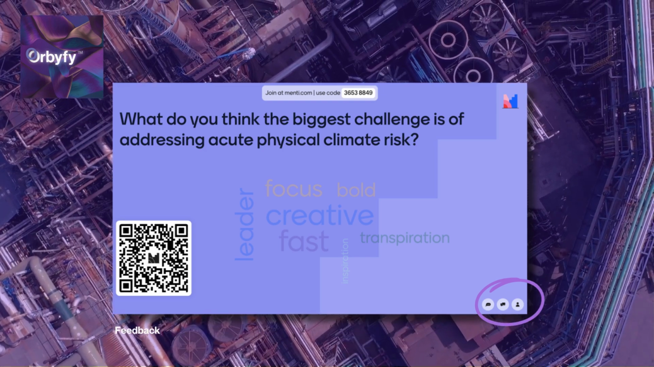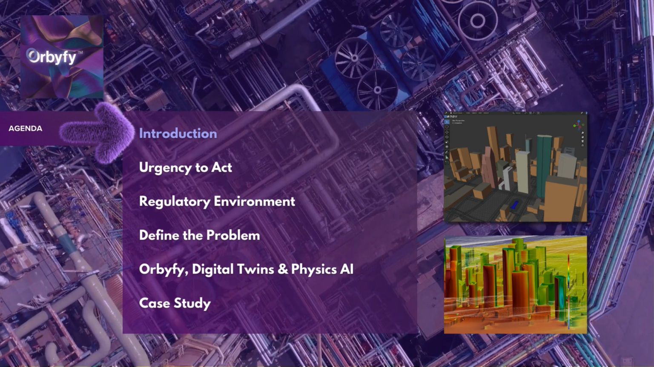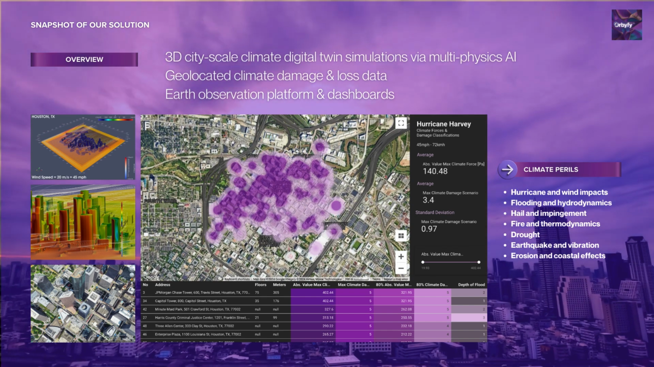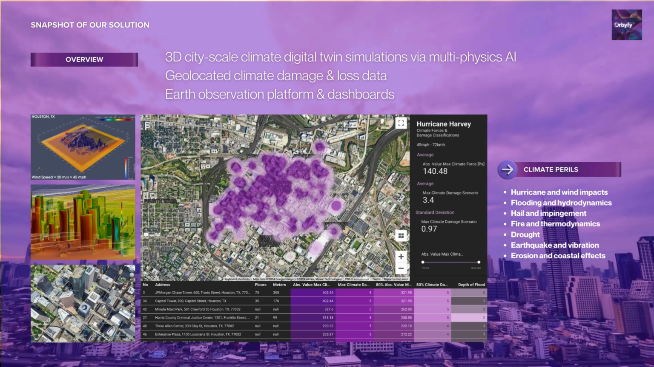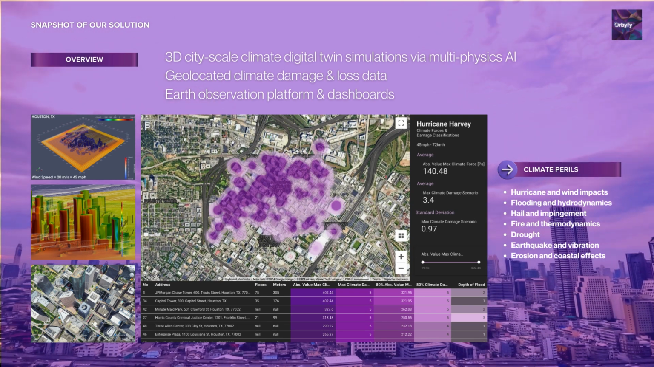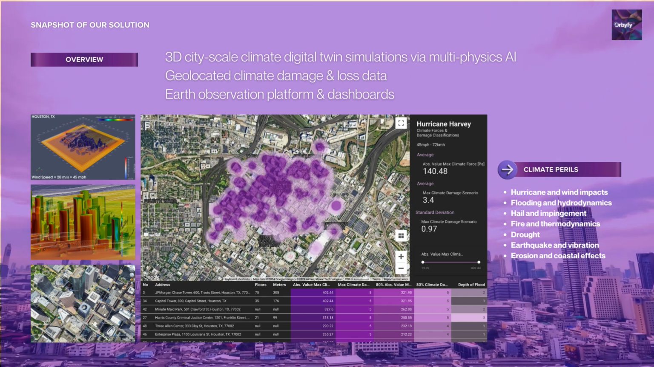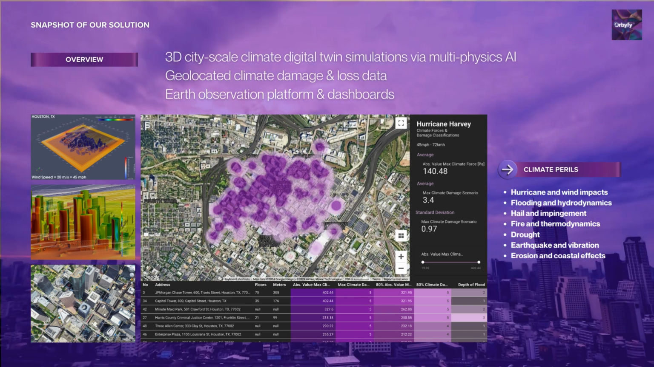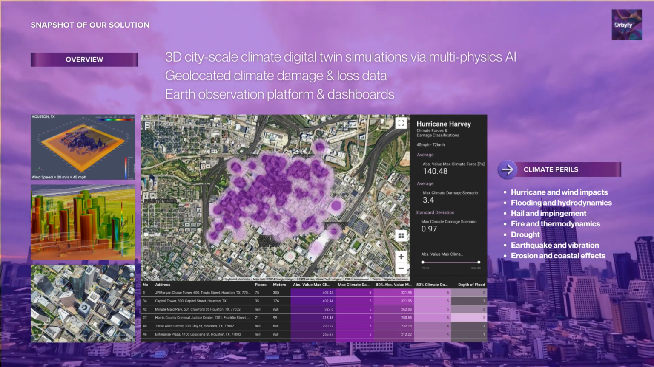So let's begin. Let's cover off some of the basics, shall we? Let's talk about what we do, why we do it, and how we do it. Orbyfy is a 3D climate digital twin platform that helps financial institutions manage the acute physical climate risks on their asset and loan portfolios. We create a digital twin for any city or geography in the world, capturing information about everything, whether it's buildings, structures, terrain, topography, coastal areas, proximity to bodies of water, or more.